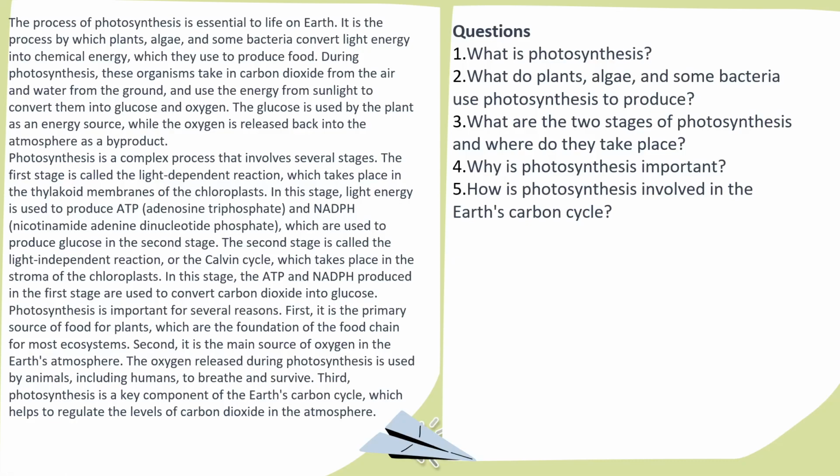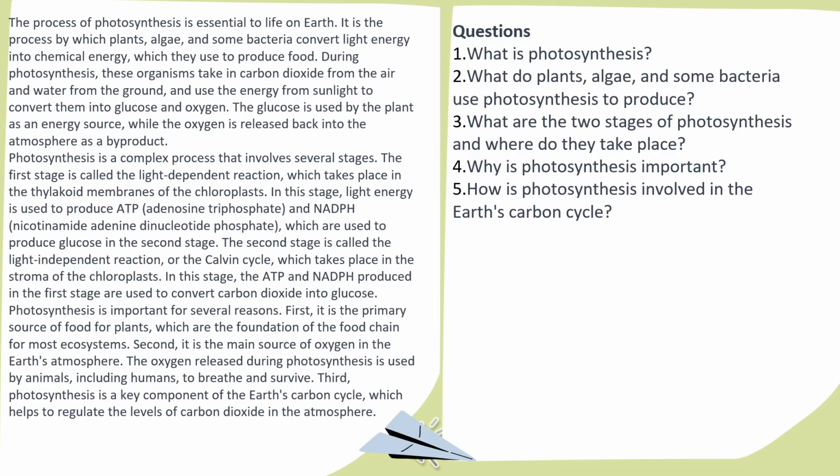The process of photosynthesis is essential to life on Earth. It is the process by which plants, algae, and some bacteria convert light energy into chemical energy, which they use to produce food. During photosynthesis, these organisms take in carbon dioxide from the air and water from the ground, and use the energy from sunlight to convert them into glucose and oxygen.